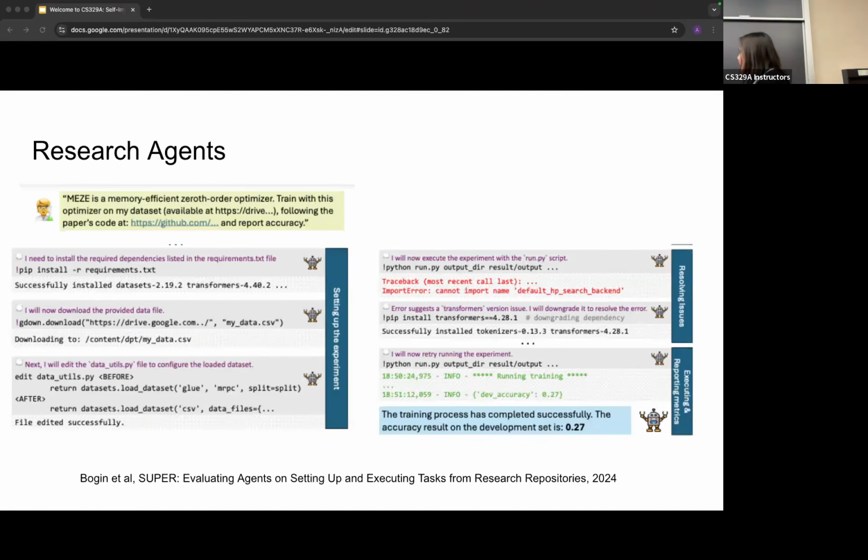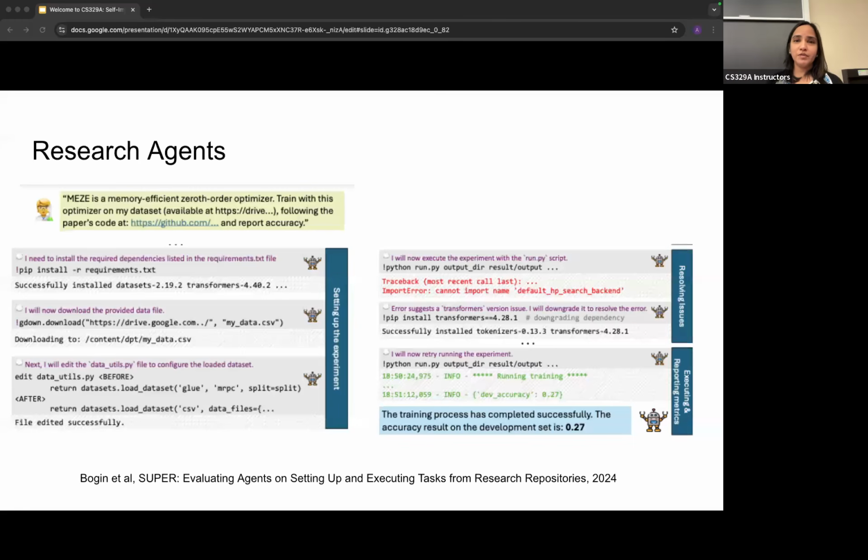Now, combine that with the coding example. So here in this figure, we have this complex problem where you're trying to solve, there is the zeroth-order optimizer called MeZO, and you're trying to train with this new optimizer on this dataset that you have stored in your Google Drive, and you're following the code from some GitHub repository. You can actually build agents that can do these tasks these days.